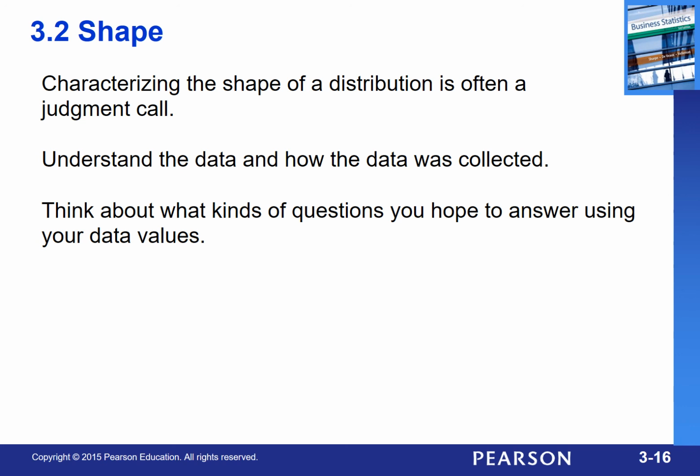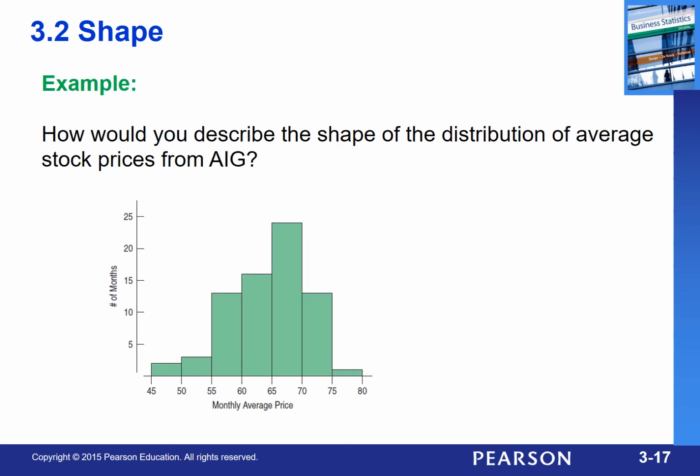And make sure that when you're doing this, you understand how your data was collected. This also will help you look out for outliers. Alrighty. So here's the AIG stock prices again. So you might look at this and be like, well, what's the average or typical value? And you might be tempted to be like, well, here's the peak, so it must be in here.